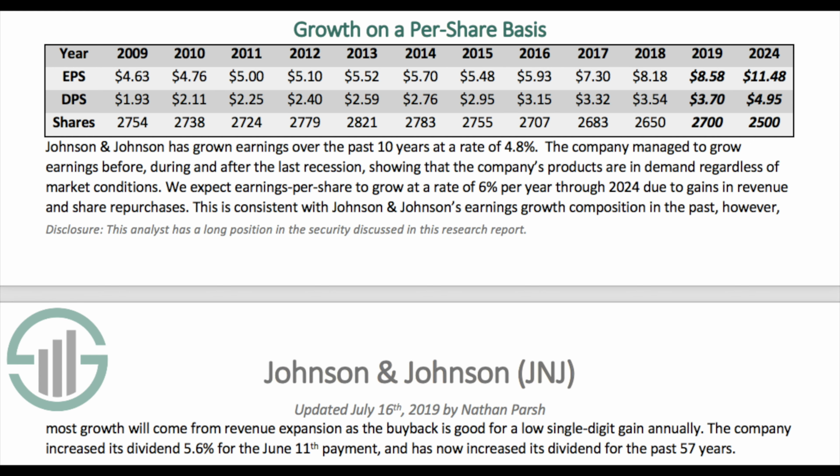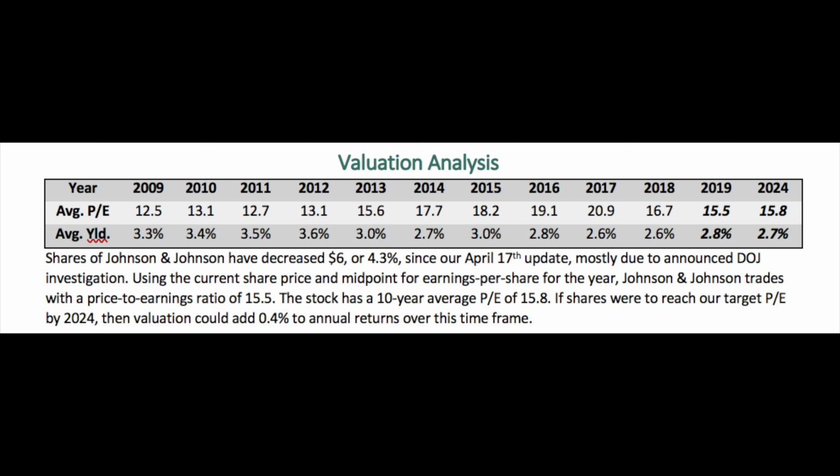The next section is growth on a per-share basis. This section explains how the company generated historical growth and what strategies it can use to continue growing in the future. This section also explains how we arrive at our 5-year growth estimate for the company covered in the research report. After the growth section, each Sure Analysis report contains a section named Valuation Analysis. This section of the report compares the company's current valuation to its long-term historical average and estimates how this difference may impact its returns moving forward.